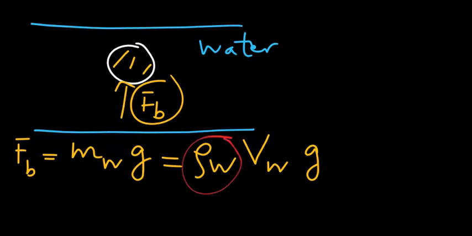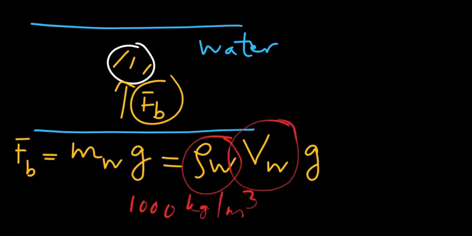The density is straightforward. It is just a constant. For the case of water, it is 1000 kg per cubic meter. This is the tricky part. How do we calculate the volume of water displaced? If you have an object, as the one shown here, where it is fully submerged in water, the volume of water displaced is quite simply the same as the volume of that object.